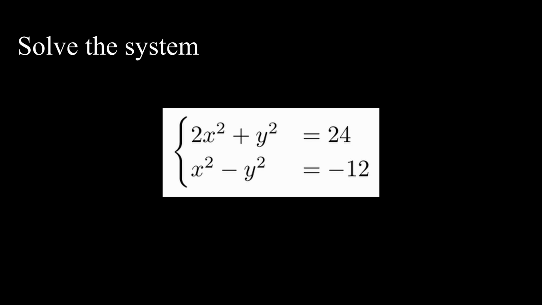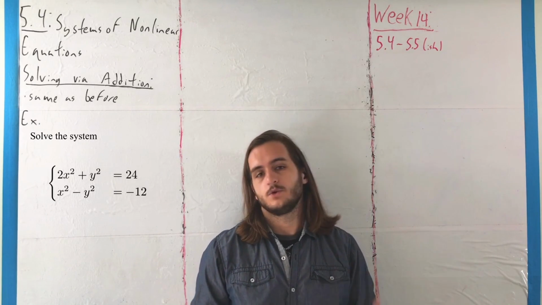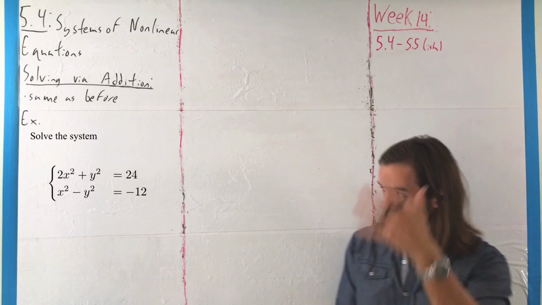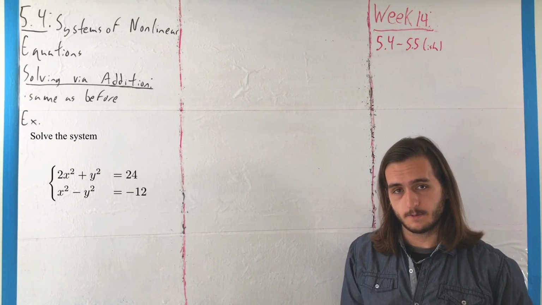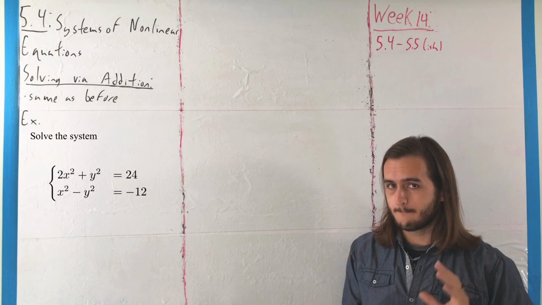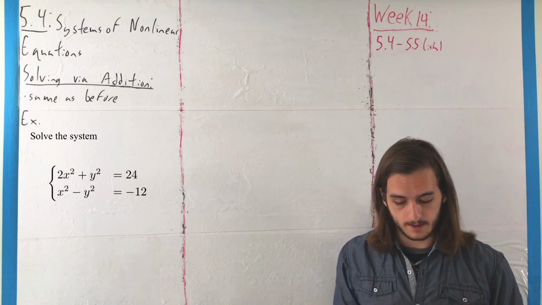For our second example, we want to solve the system 2x squared plus y squared equals 24, and x squared minus y squared equals negative 12. So, with this one, hopefully you can see that even though we've got a whole bunch of squares in here, the y coefficients and the y exponents still line up, basically in exactly the manner we want in order to be able to eliminate them.